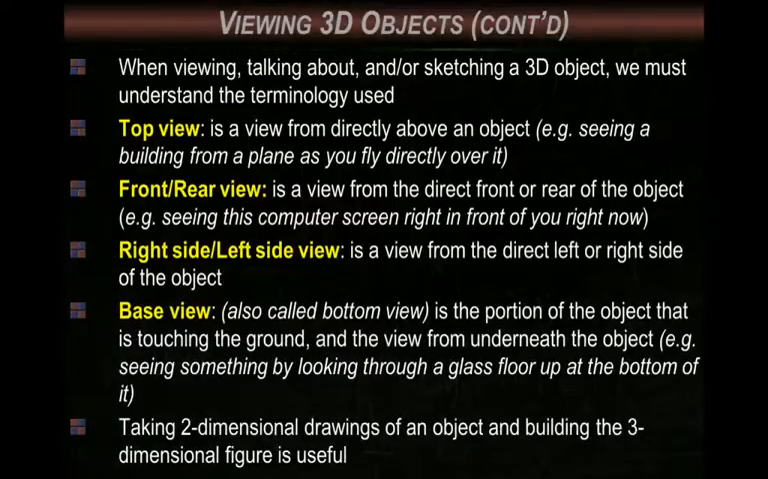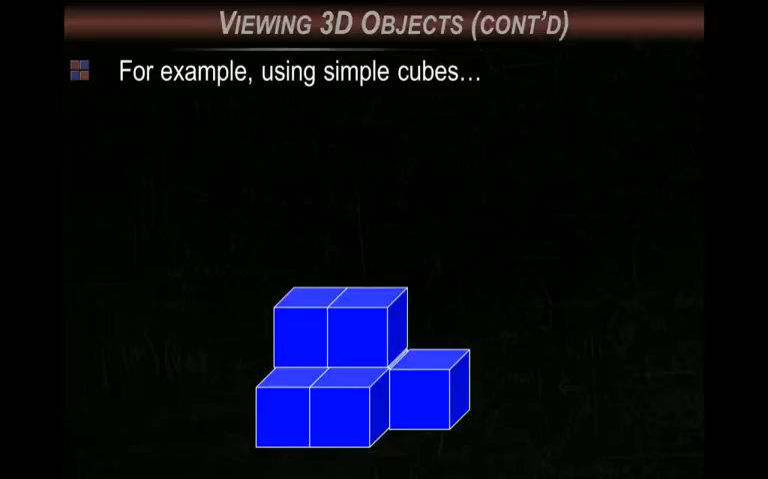And so these are some of the words you're going to hear in geometry class when talking about top view, front view, side view, base view. So these are the ways you look at an object. I'm not going to read all these to you right now because I'm hoping you've seen these before, okay? But I'm going to show you an example. So here's some simple cubes. They're drawn to make the illusion that it's in 3D.